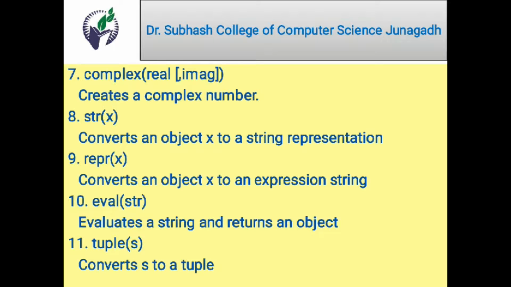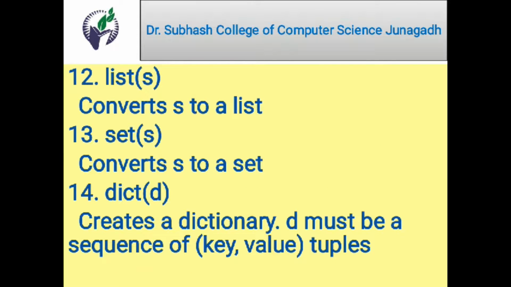eval(string) evaluates a string and returns an object. For example, if the string contains some numerical expression and we want to know the answer of that expression, we can use eval. tuple(s) converts s to a tuple. We have seen it is similar to a list, but we are not able to change it. Another is list(x). We have seen the list data type; it converts s to a list, whatever the string or other objects are.